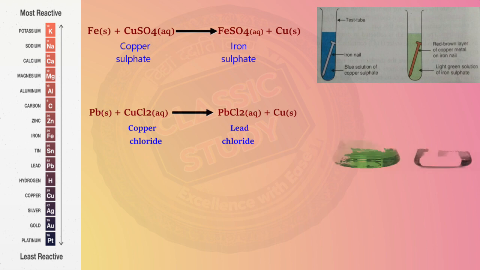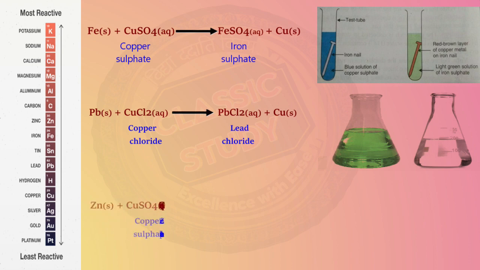The solution of CuCl2, copper chloride, is greenish in color, and when it comes in contact with lead metal, the solution changes to whitish color because the lead, being higher in the series, displaces copper from its solution and leads to formation of lead chloride, which is white in color. Next reaction is zinc and copper sulfate.